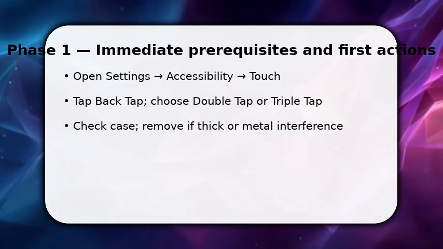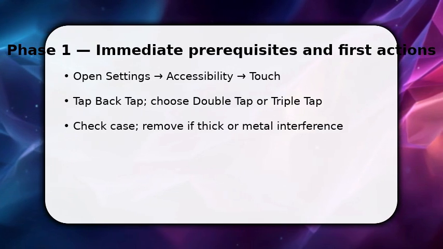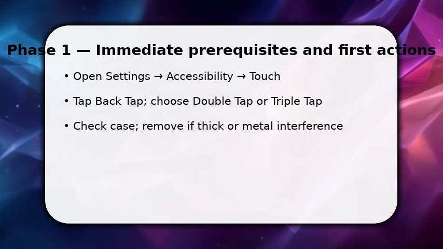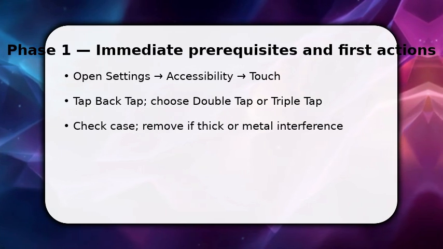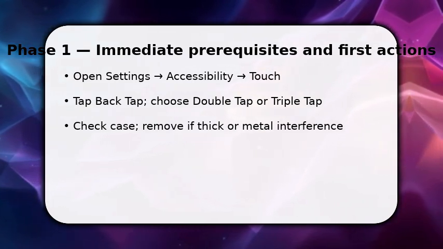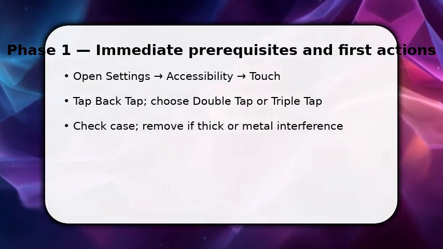You start by opening Settings and navigating to Accessibility, then Touch. This puts you directly where BackTap lives. Tap BackTap and pick either double tap or triple tap to begin assigning an action.